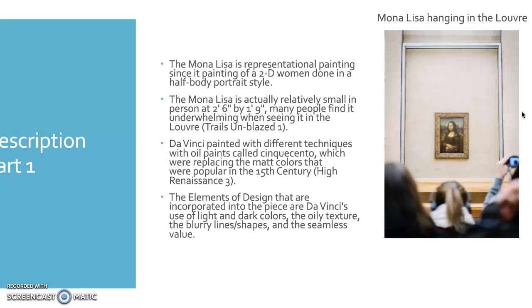Da Vinci painted it with different techniques of oil paints called Cinquecento, which were replacing the matte colors that were popular in the 15th century. The elements of design that are incorporated into the piece are Da Vinci's use of light and dark colors, the oily texture from the paints, the blurry line shapes from the sfumato, and the seamless value of colors.